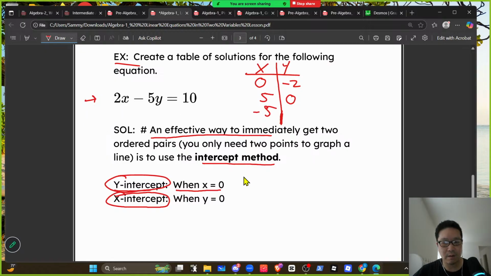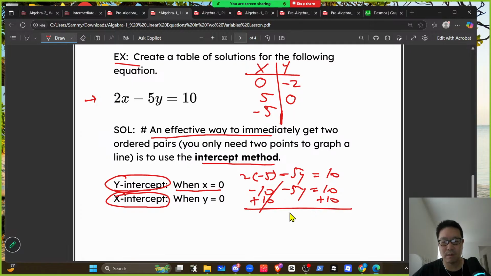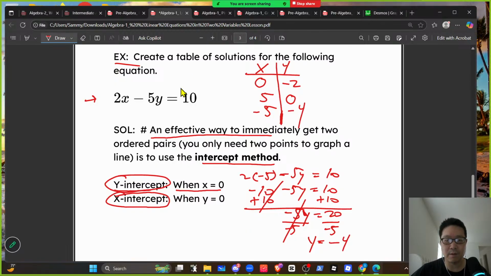If we do that, we get -10 minus 5y equals 10. We're going to add 10 to both sides. We get -5y equals 20. Divide both sides by -5, and we get a y value of -4. So then we have 3 points, and this would be very useful for graphing.